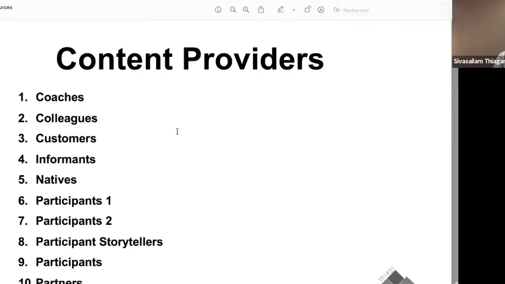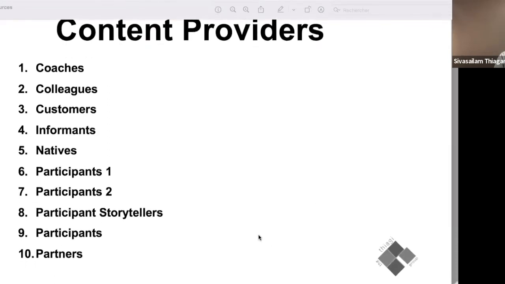And Esther, if you can show the slides. Folks, here is the good news. Today's session, we have only one slide, and we are going to be making up the rest of the content. Here is a list of different types of human beings, different types of content providers, people who can provide content. Can you please take a look at these 10 different people?